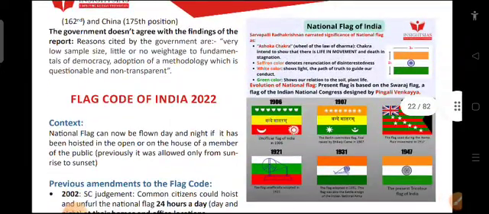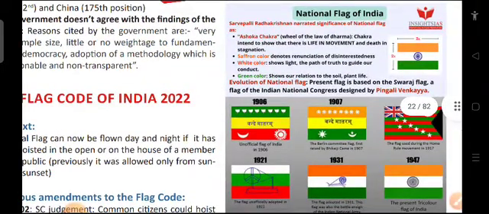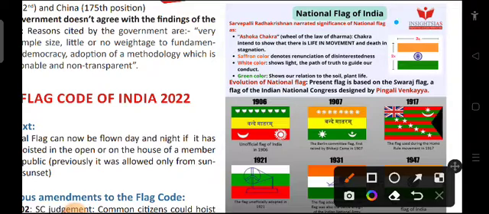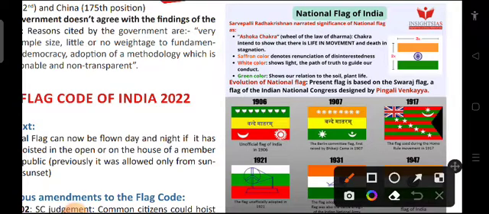National Flag of India. Sarvepalli Radhakrishnan narrated the significance of the national flag, the Asoka Chakra. This one, the wheel of the law of Dharma, the Chakra intended to show that there is life in movement and death in stagnation. So what is the meaning of our Dharma Chakra? It is telling that there is life in movement and death in stagnation.